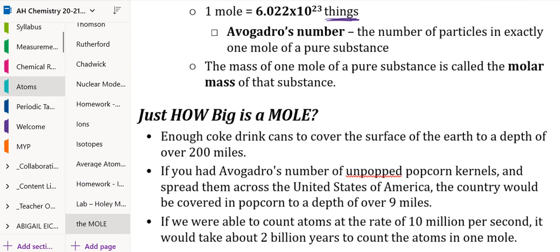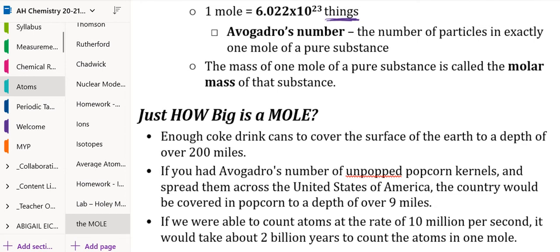Could you use it for specks of dust? You could. Popcorn kernel, unpopped popcorn kernel, about the size of your pinky, right? Smaller than a Coke can. If you had 1 mole of popcorn kernels, they would cover the entire surface of the United States at a depth of 9 miles. So is it practical to count popcorn kernels with a mole? No. Could you still?